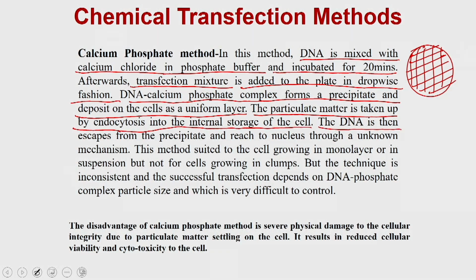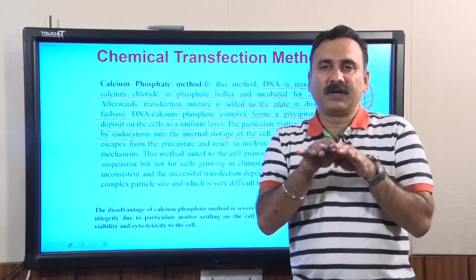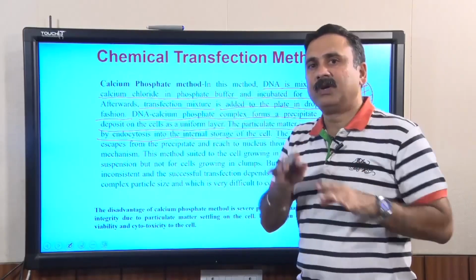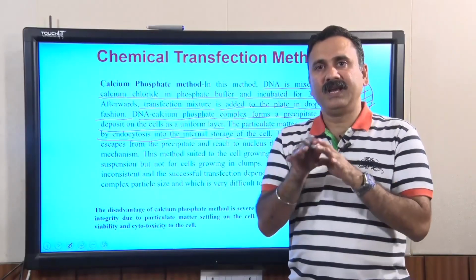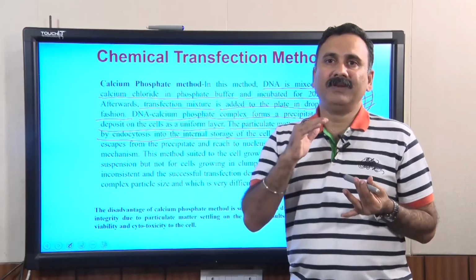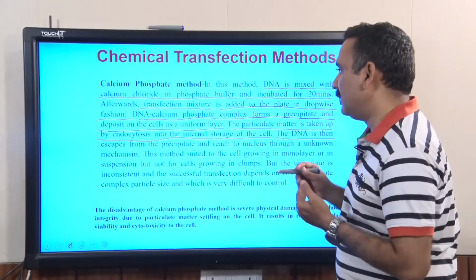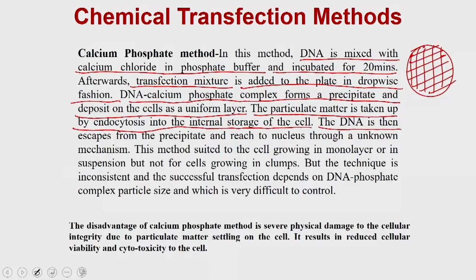You know that the internal storage environment after the endocytosis is not going to keep the calcium phosphate in complexes. So, once it enters the cell and goes to the storage area, the calcium phosphate is going to be released and the free DNA is going to be available to escape from the precipitate and reach the nucleus. Although the mechanism of how the DNA escapes from the calcium phosphate precipitate and reaches the nucleus is still not known.